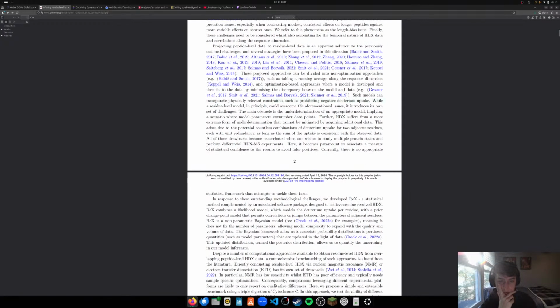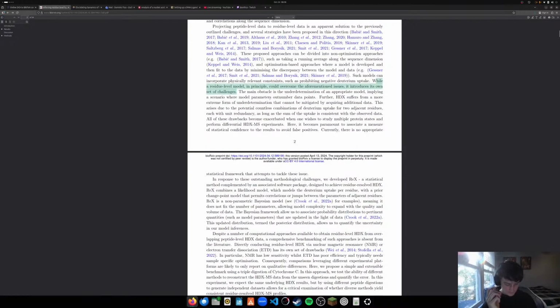Such models incorporate physically relevant constraints such as prohibiting negative deuterium uptake. While a residue level model in principle could overcome the aforementioned issues, it introduces its own set of challenges. The main obstacle is the underdetermination of an appropriate model, implying a scenario where model parameters outnumber data points.